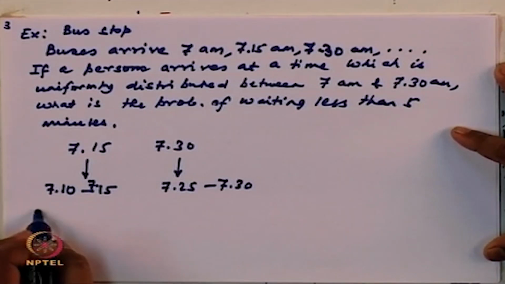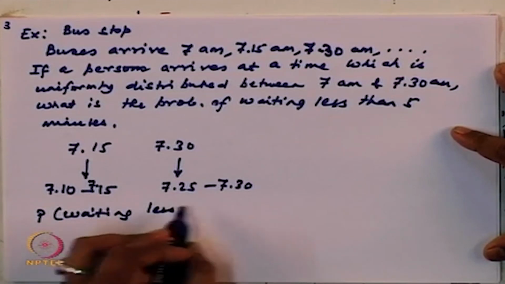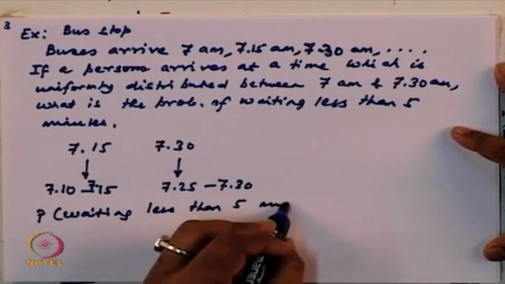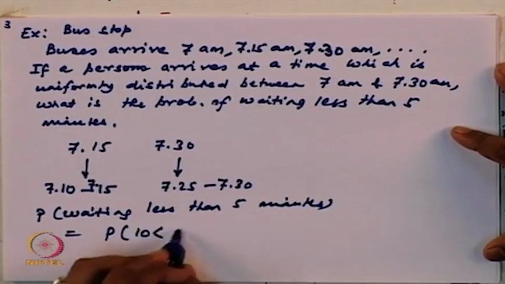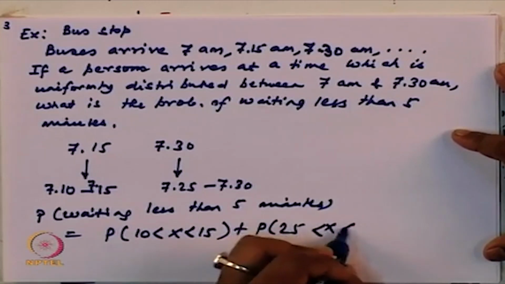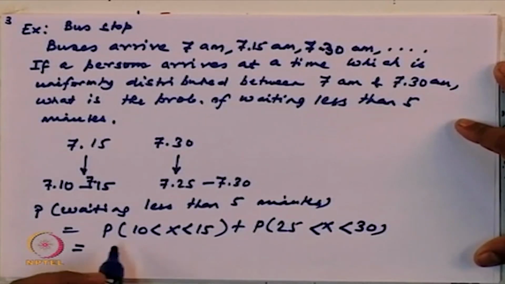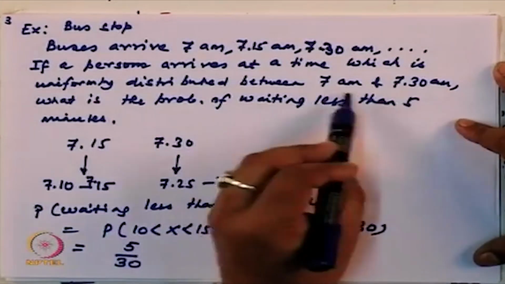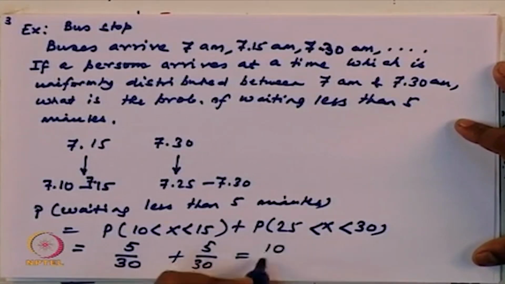The probability of waiting less than 5 minutes is the probability of 10 less than x less than 15 plus the probability of 25 less than x less than 30. This is 5 divided by 30, because the entire duration is 30 minutes, and this is also 5 divided by 30. So, the total is 10 by 30, equal to 1/3.